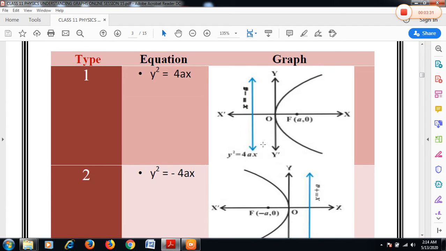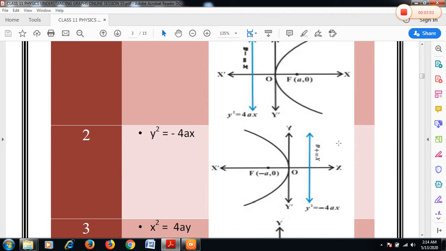So number one is type 1 parabola having equation y square equals 4ax, and here is the graph of type 1 parabola. You must remember that here the opening is on the right hand side, and x equals minus a is the directrix and (a, 0) is the focus. Likewise, x equals plus a is the directrix of type 2 parabola having equation y square equals minus 4ax, and here the focus point is (minus a, 0).